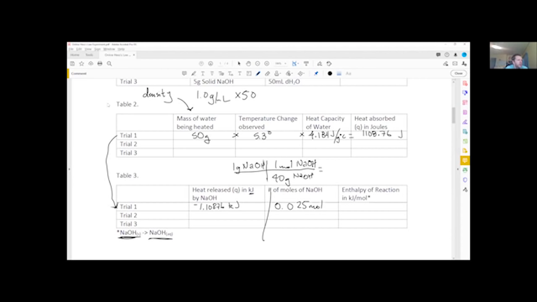So I'm going to take that 1.10876, make that a negative number, divided by 0.025. And my enthalpy for this reaction is negative 44.350. Okay, so there we go.